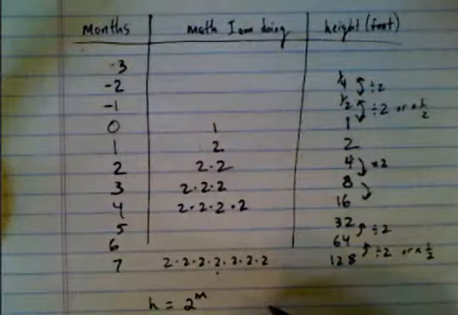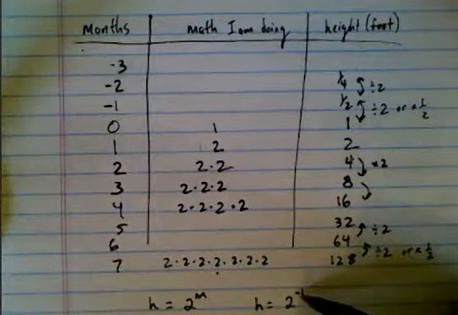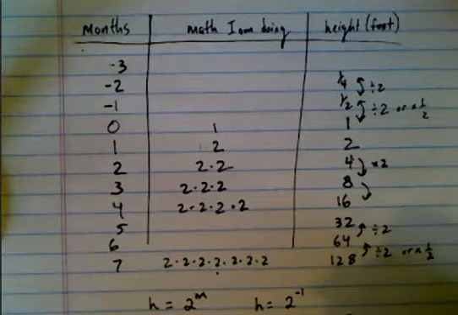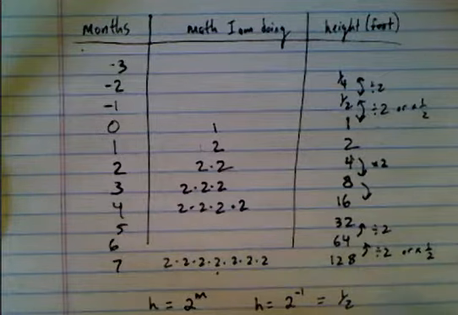And so if I start to think about, well, what does this mean? Kids might start to realize, well, 1 month before I owned the plant was a half a foot tall. 2 to the -1 power is a half. 2 to the -2 is a fourth. 2 to the -3, or 3 months before I bought the plant, growing at that same rate, the plant must have been 1/8 of a foot tall.